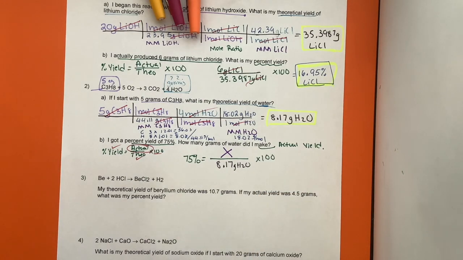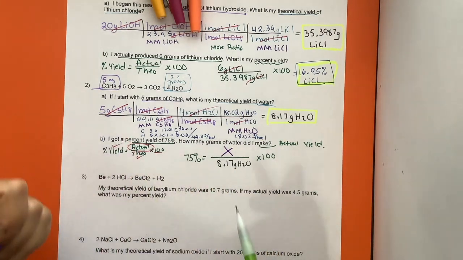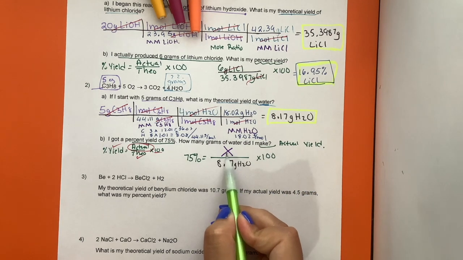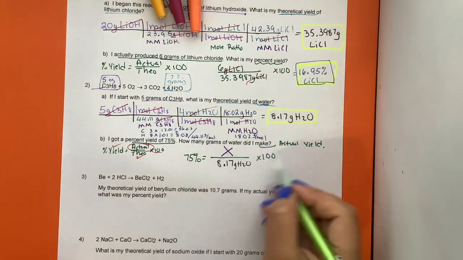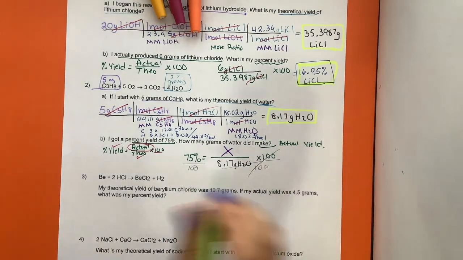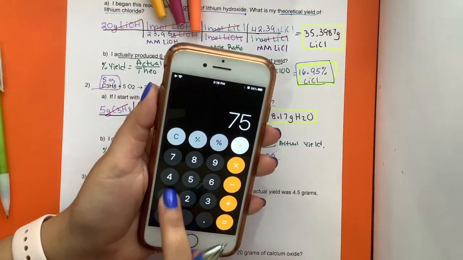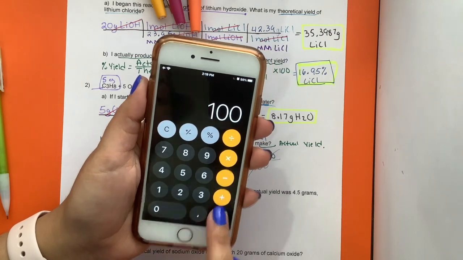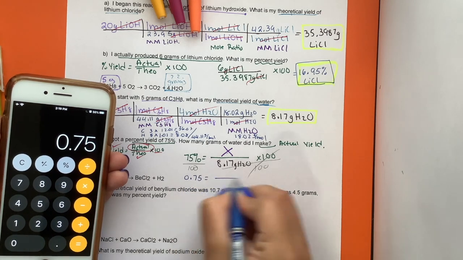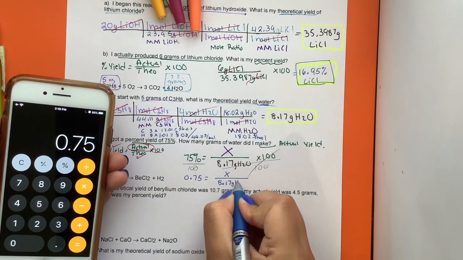Okay, so the first thing I'm going to do, you could do this many different ways. There's algebra, right? You're solving for x. The first thing I'm going to do is get rid of this 100, because remember, I want to isolate x. The way to get rid of this 100 is by dividing both sides by 100. So here my 100 goes away. I'm going to do 75 divided by 100. I get 0.75. 0.75 equals x over 8.17 grams of water.